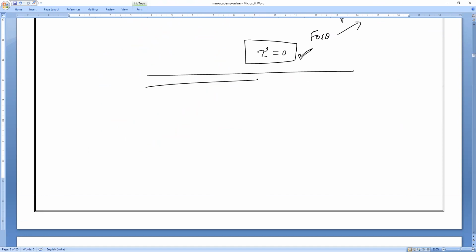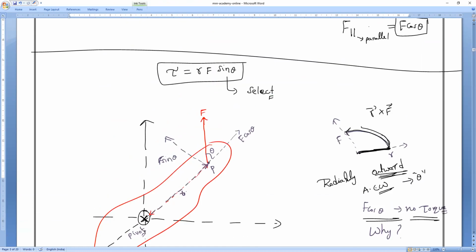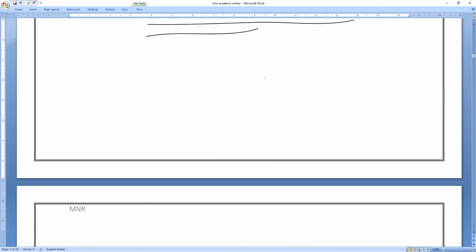So always, which will produce the torque? F cos theta or F sin theta? Sin theta. Okay. Next, this torque is a vector quantity. Of course, force is a vector quantity. Same way, torque is also a vector quantity. So if it is a vector quantity, can you tell me the formula? Torque is equal to moment arm into F.